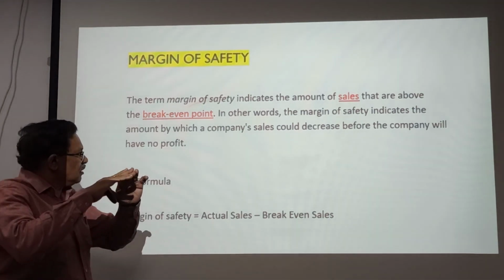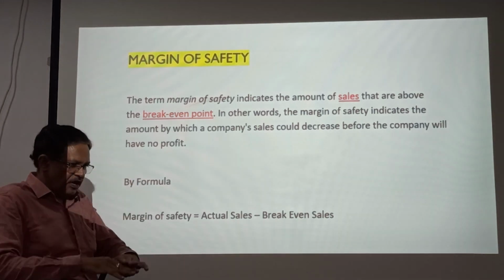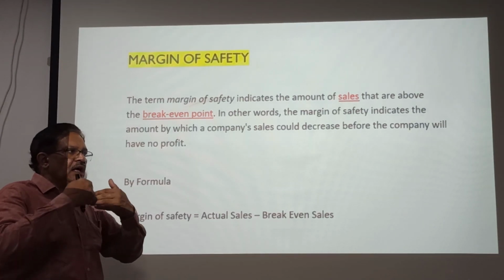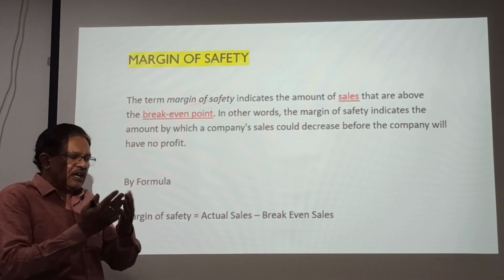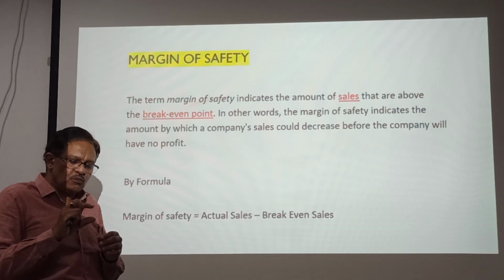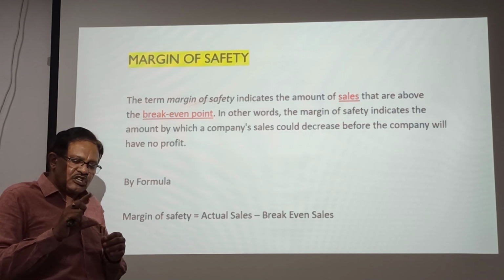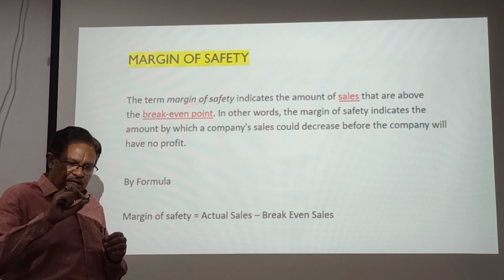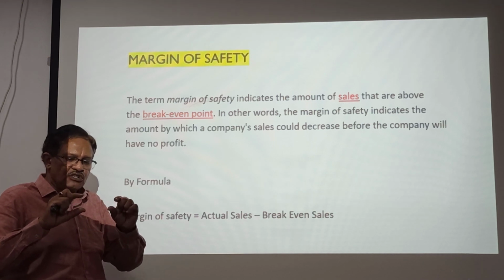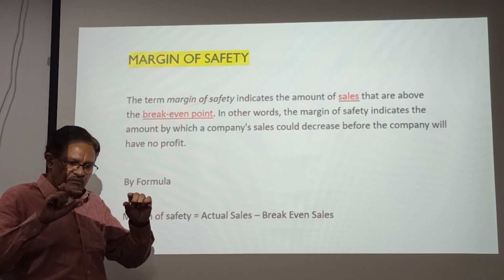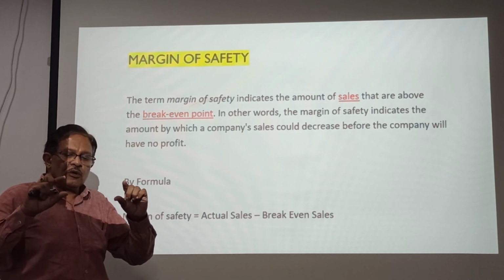So we should not produce below the break-even, but we will always be interested in producing more than the break-even point. And apart from this, we should have a large gap between the actual sales and the break-even sales, so that the margin of safety is going to be more. This gives us the cushion with which we will be working.